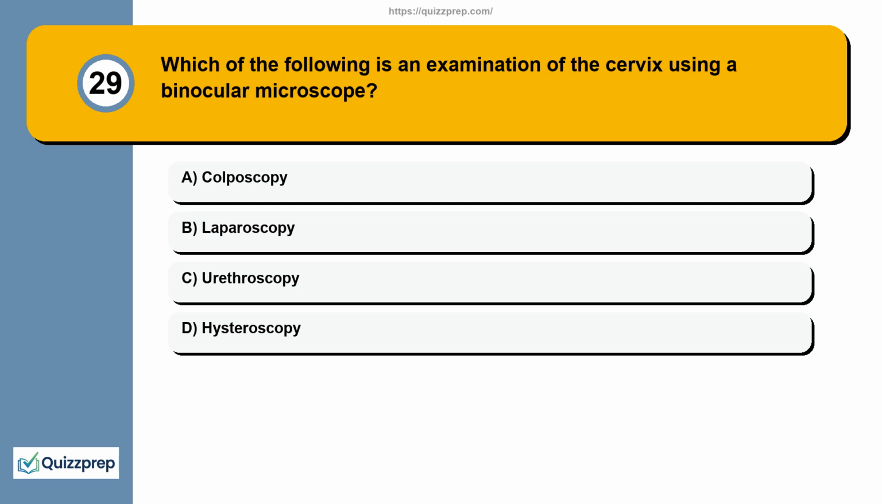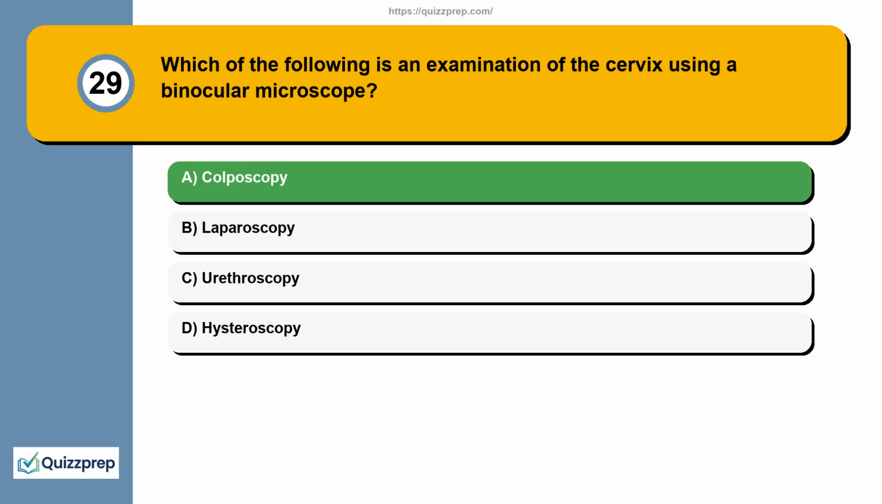Question 29. Which of the following is an examination of the cervix using a binocular microscope? Option A, colposcopy. Option B, laparoscopy. Option C, urethroscopy. Option D, hysteroscopy. The correct answer is option A, colposcopy.